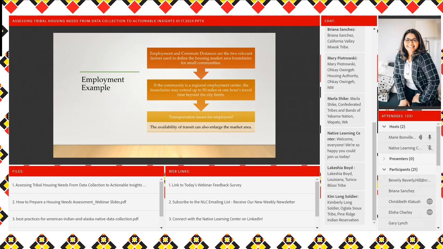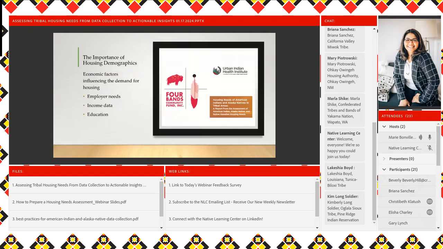How far will the referral partner have to be in order for this to make sense? Or should I hire someone on staff? What does that look like? So the availability of transit can also enlarge your market area, in which case that's why you would want to collect that on transportation.